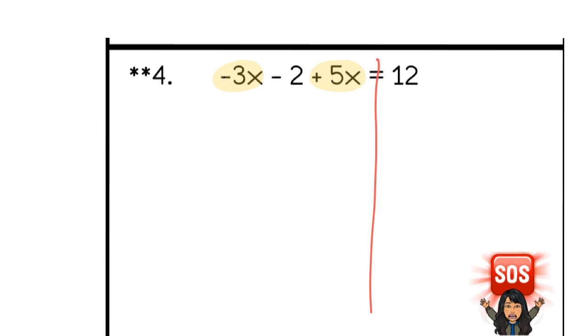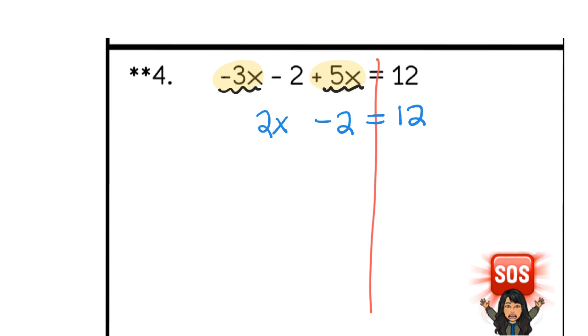So in this case, I have a negative 3x and a positive 5x. So I am going to start by combining those two first. I'm going to put this and this together, and it's basically like negative 3 plus 5 or 5 minus 3. Either way, you are most definitely going to get 2x. The minus 2 is still staying there. We haven't moved it. We haven't done anything with it, so it's still there.